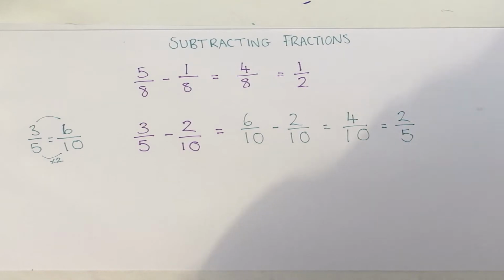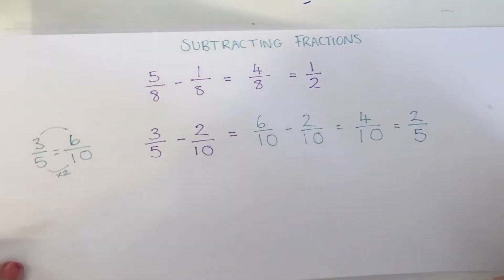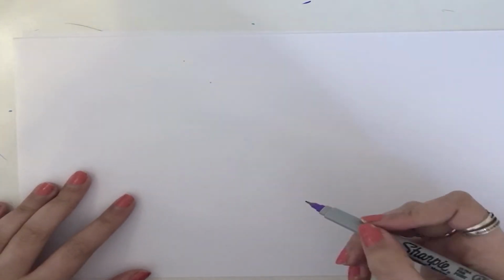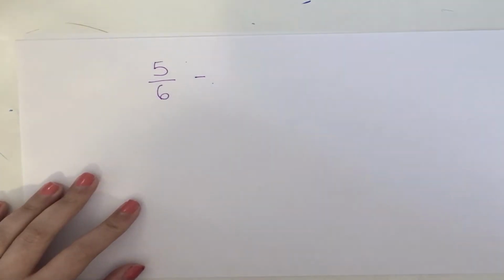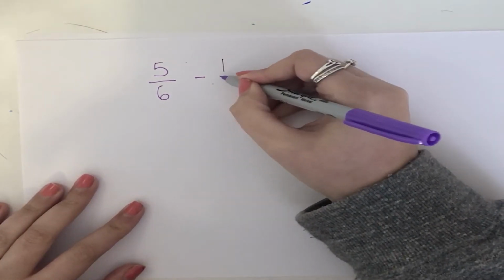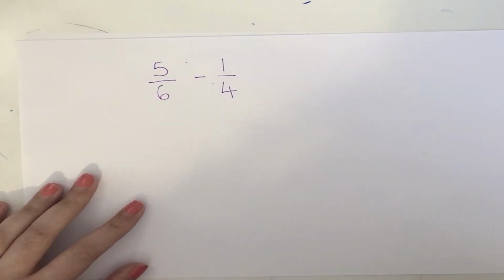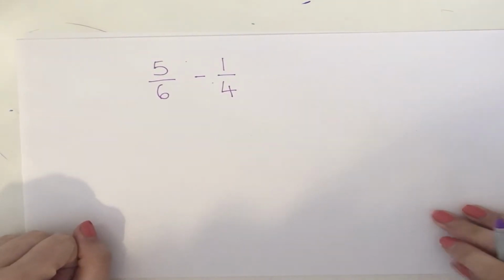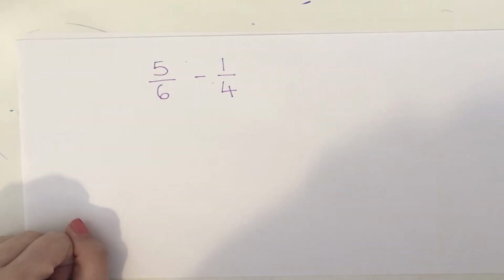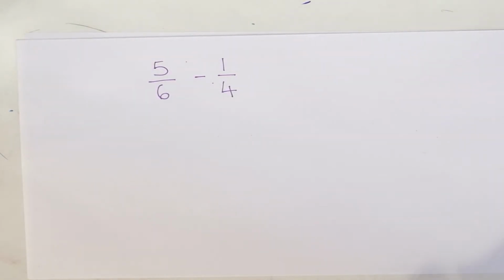Okay, finally having a look at an example where the denominators are completely different from each other and they will both need changing. I'm going to go straight into a fresh page for this one because it takes up a little bit more room. So for my example, I'm going to have a look at 5/6 minus 1/4, okay? 4 doesn't go into 6, 6 obviously doesn't go into 4, so they're both going to need changing. So I'm going to have to use that method of finding the lowest common denominator or the lowest common multiple.